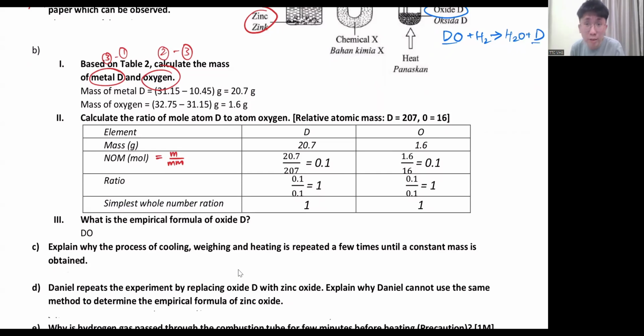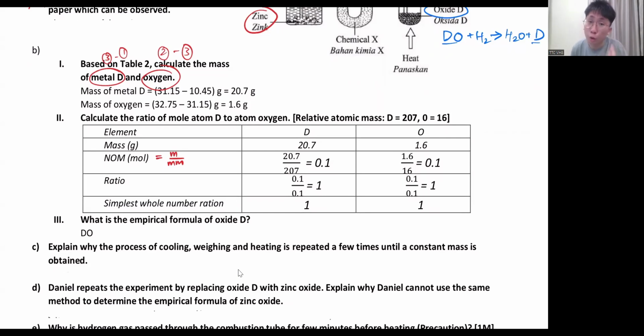So you have to actually heat, cool, and weigh, heat, cool, and weigh, to get the reading continuously. We repeat many times. If your mass is still changing, either increasing or decreasing, it means it's not done yet. You have to keep doing your experiment, heating, cooling, weighing, until every time you repeat, your mass is not going up or going down. It's becoming a constant mass, then only you know your experiment is done.